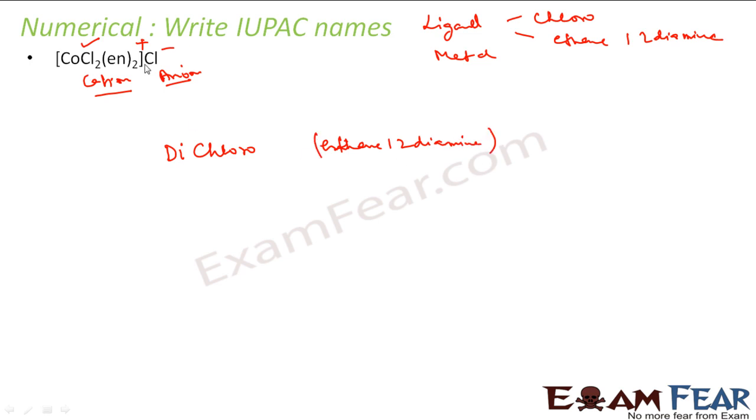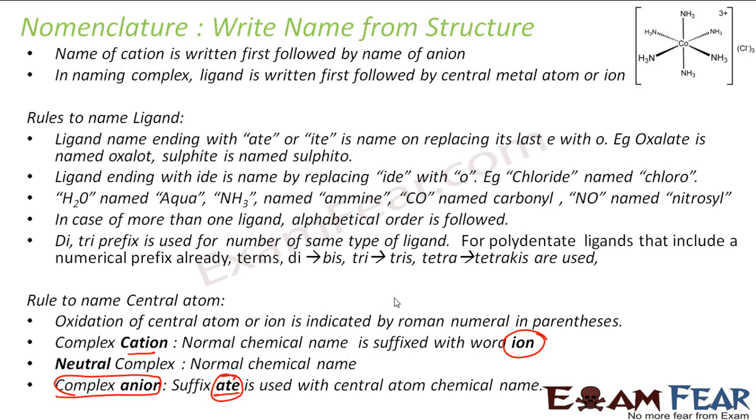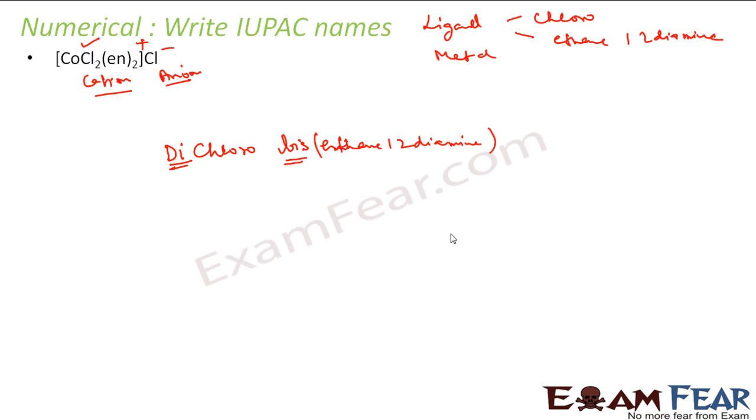Now there are 2. As I told you, for all these bidentate, tridentate ligands, instead of di, we use this word bis. Bi plus s, bis. This is something I have told you. Instead of di we will use bis, tri, tris, tetra, tetrakis for polydentate ligands. So we'll use this word bis. So I am done with the ligand part.